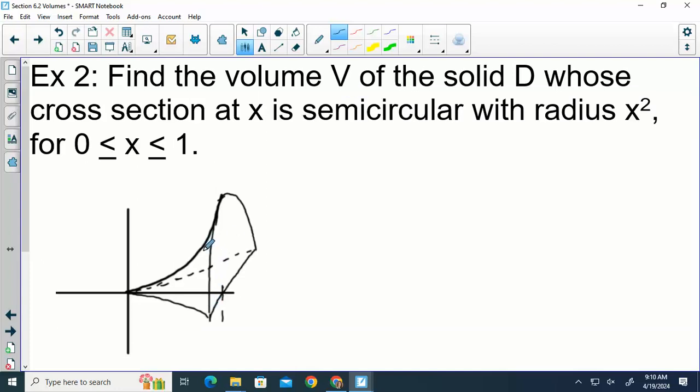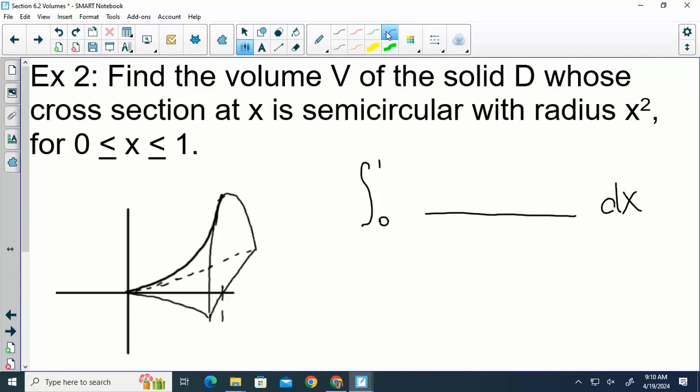And no matter where I slice it, if you were to cut through, you're going to be looking at a semicircle. But that semicircle changes as we go through our solid, it's getting smaller and smaller. So if I want to find the volume, we have to integrate. Where am I going to start and stop? And I'm integrating the area of that solid.